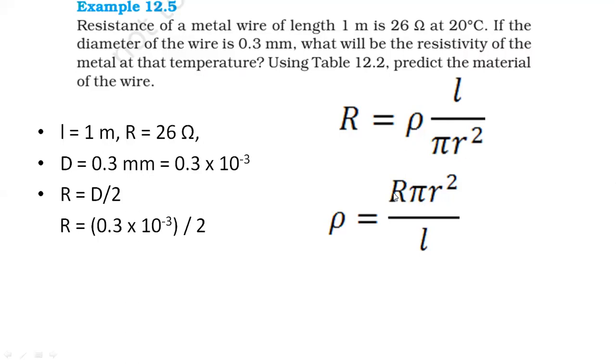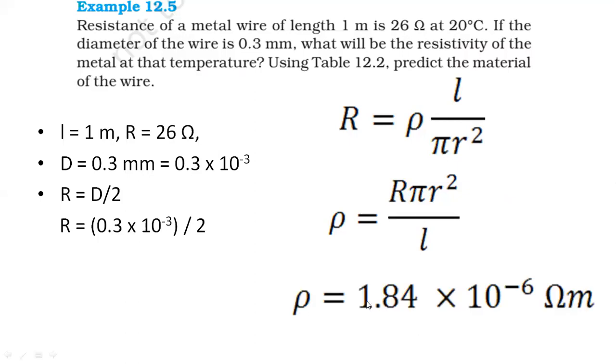We are not going to calculate right now because there are certain questions in which we have to find resistivity. After putting the values, we will get the final answer as 1.84 into 10 to the power minus 6, because that calculation part is very simple. Just focus that you need to plug the values and you will get your answer. So resistivity is coming as 1.84 into 10 to the power minus 6 ohm meter.